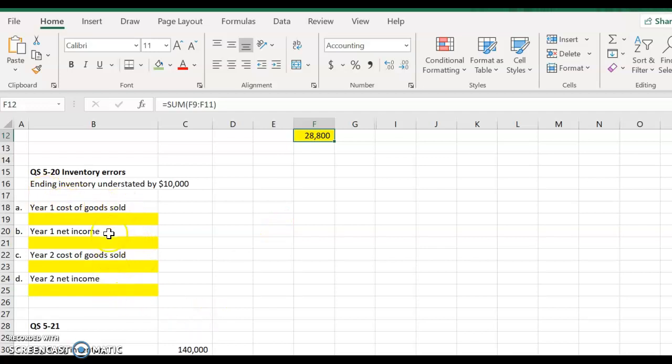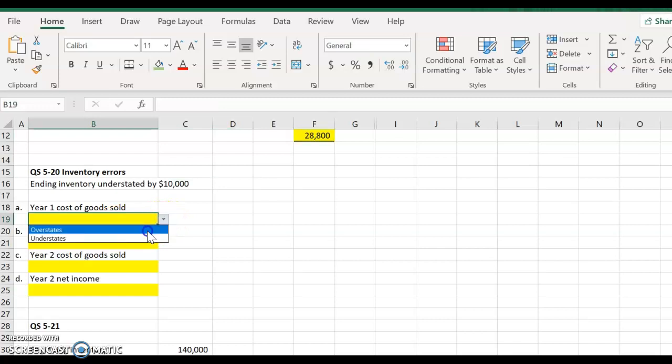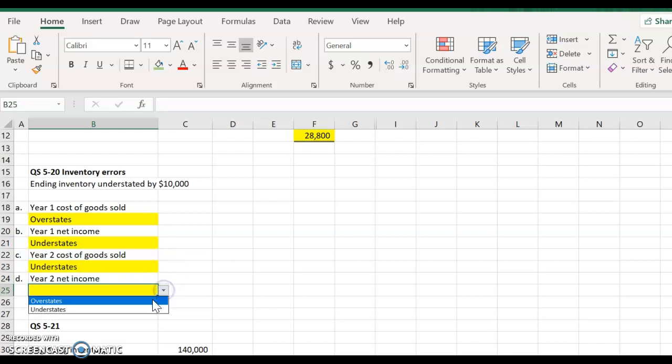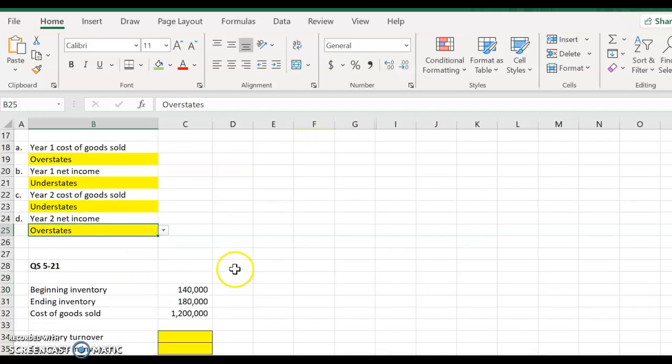What happens in year 1 to the cost of goods sold if inventory is understated by 10,000? Cost of goods sold will be overstated. Net income will be understated. By year 2, cost of goods sold, understated. Year 2 net income, cost of goods sold would be overstated.